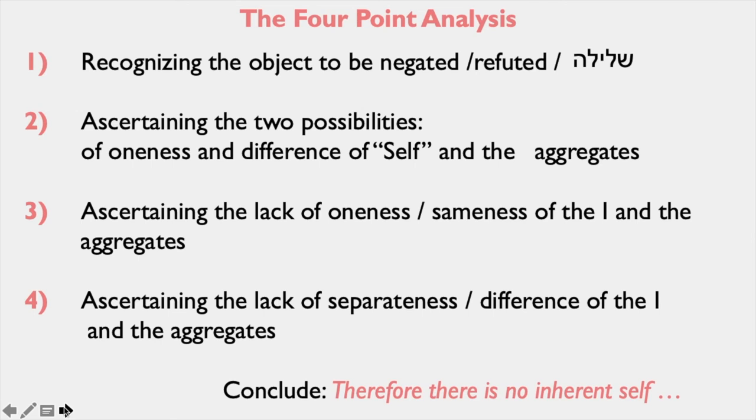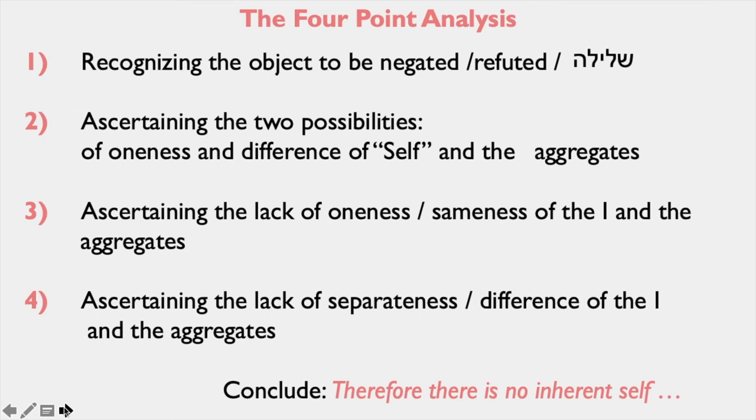So we have to first recognize the problem. Just like you can't know if there is an elephant in the room unless you know what an elephant is, you can't say for certain what isn't there unless you know what "isn't" is referring to. So we have to recognize the object to be negated or refuted. We have to see the way the self seems, especially when it's under threat, when it's held up in positive regard, when it's in danger, when it's criticized, when it's overly celebrated, when it feels concrete.